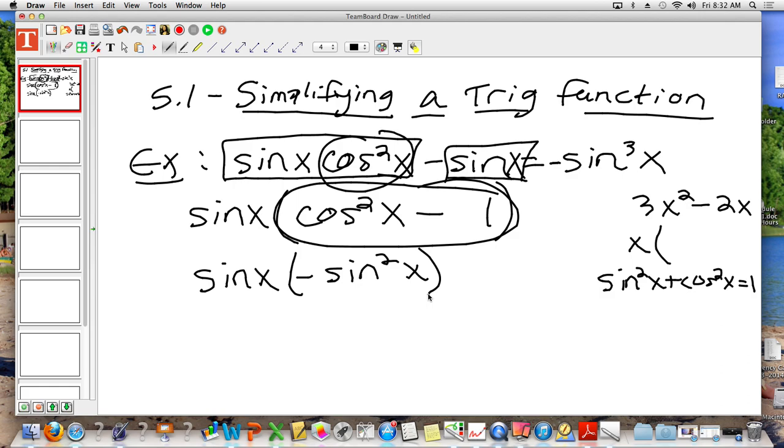All right. What is the sine of x multiplied, this is not minus the sine squared of x, it is the sine of x times the negative sine squared of x, which is negative sine cubed of x. Okay. That's what you need to do.